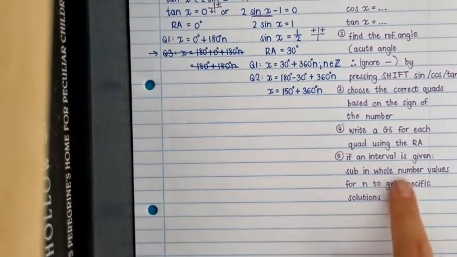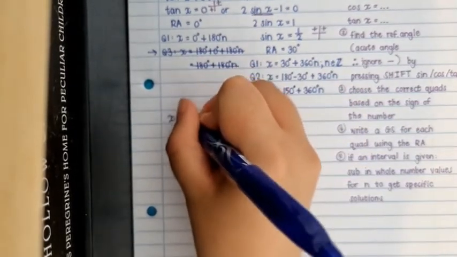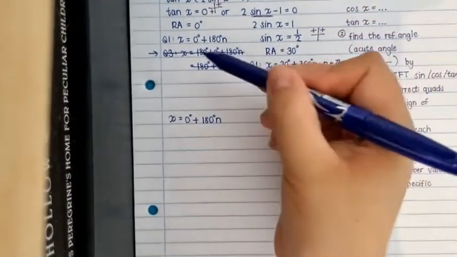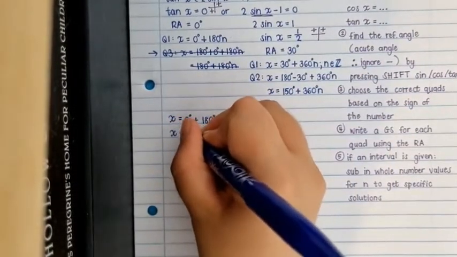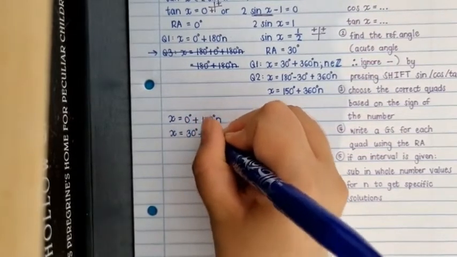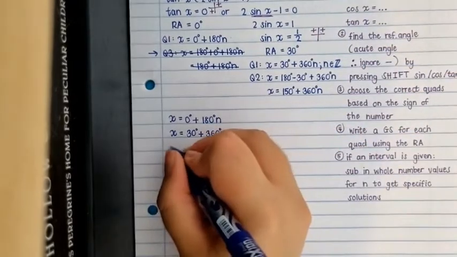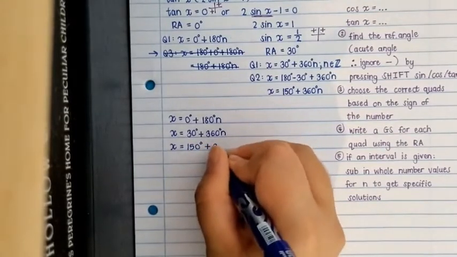Okay, guys, so now we're going to have to do this step 5. For step 5, you don't actually have to write down any working. You can just do it on the calculator. We have three general solutions here. I'm just going to rewrite them. We have x equals 0 plus 180n. That's one general solution. Then we have x equals 30 plus 360n. And then the third one, x equals 150 plus 360n.